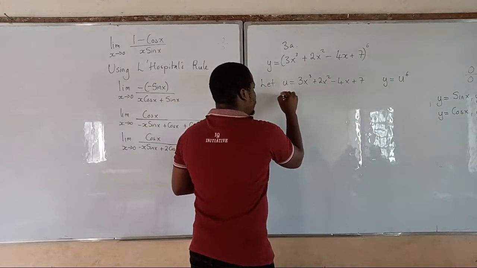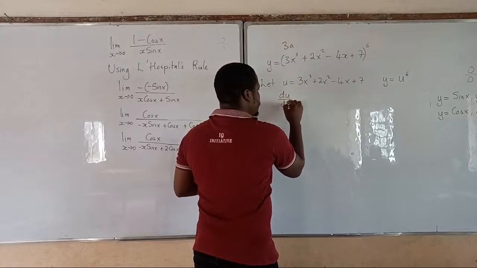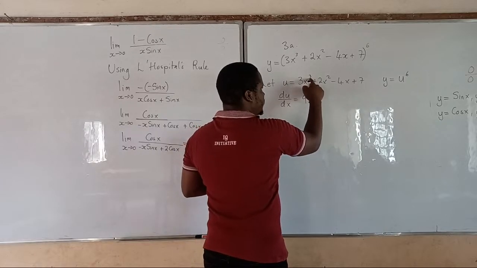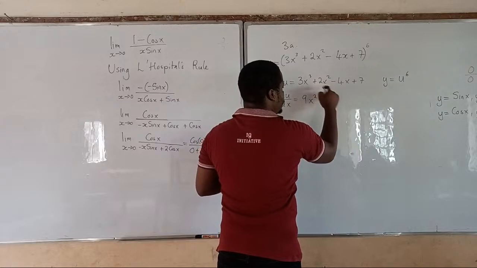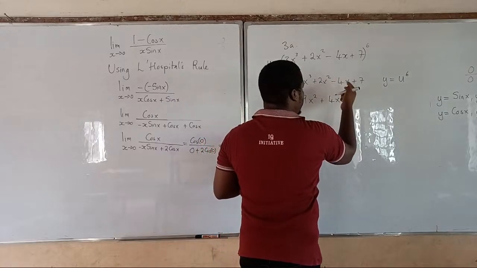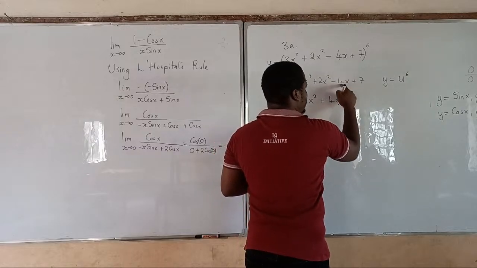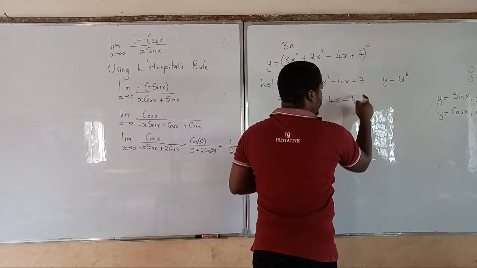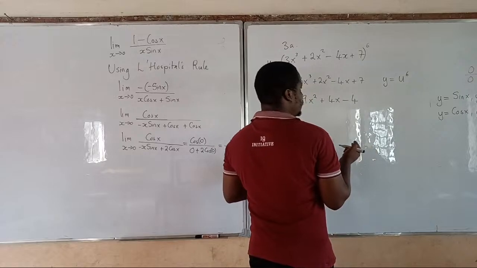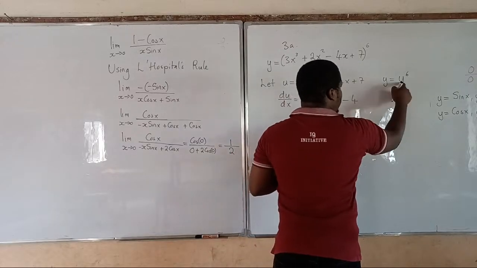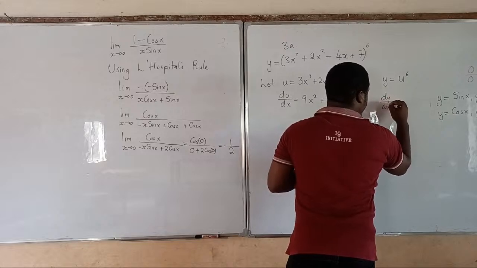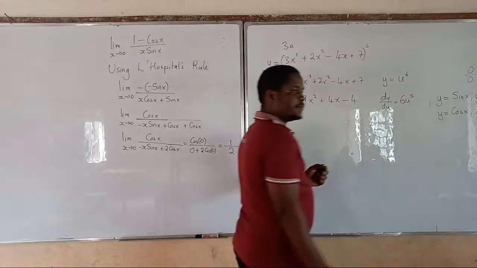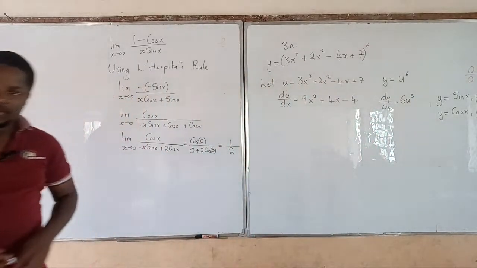For this part, we're going to differentiate u with respect to x. So 3 times 3, 9. From x, subtract 1, 2. 2 times 2, 4. From x, subtract 1, just power 1. 1 times 4, 4. From x, subtract 1, 1 minus 1, 0, so it's just 4. Derivative of a constant, 0. No need of the 7. This side, differentiate y with respect to u. So it will be 6u raised to the power 5.